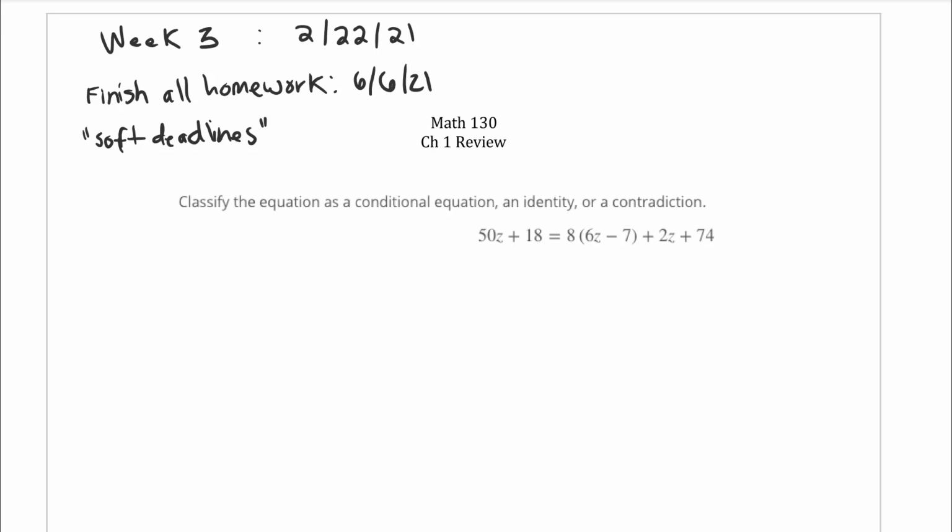For number 1, it says classify the equation as a conditional equation, an identity, or a contradiction. So what you're going to have to do is make sure that you understand the vocabulary here. So what is a conditional equation? A conditional equation is when you have one unique answer.